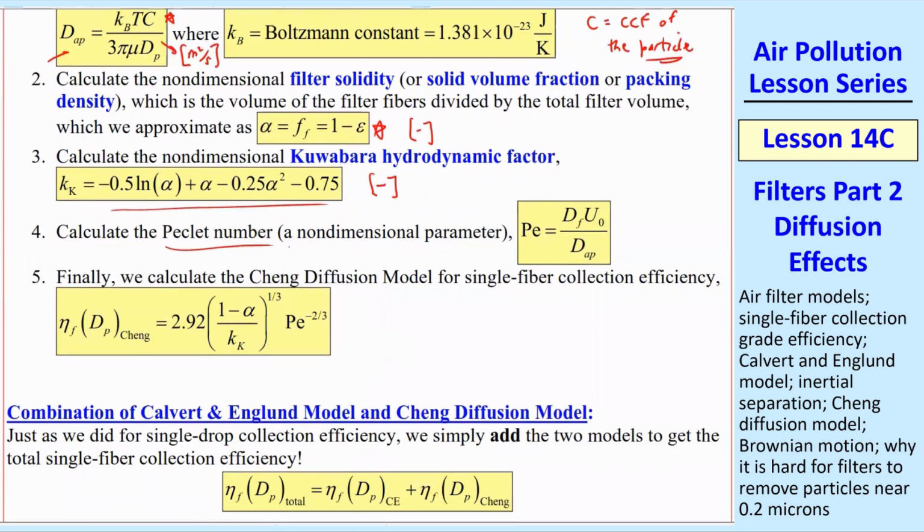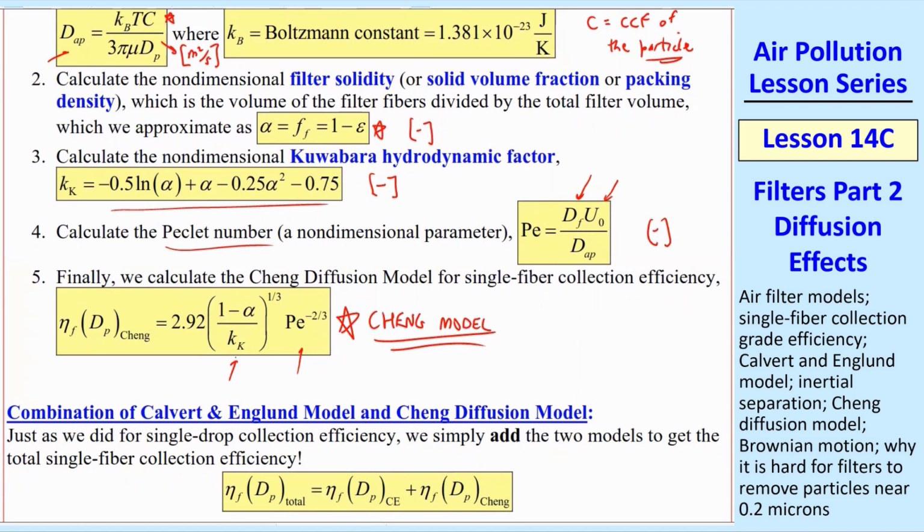Then there's something called a Peclet number, which is another non-dimensional parameter like a Stokes number or a Reynolds number. It's defined as the fiber diameter times the speed coming into the filter, and then this diffusion coefficient that we just evaluated. That one also is non-dimensional. And then finally, this is the equation for the Cheng model. It needs the Peclet number that we just calculated. It needs this Kuwabara factor and alpha.